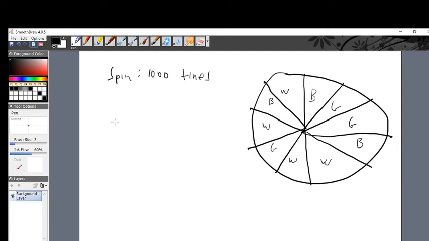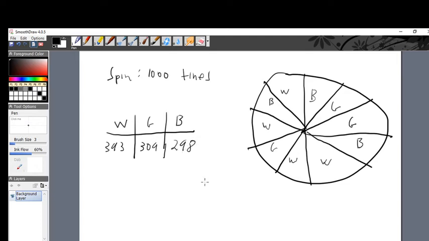Here's the table. Small little table, not a big deal. W, G, and B. White and gray and black. Spun 1,000 times. 393 were white, so landed on the white. 309 on the gray. 298 on the black. And if you total that up, it should be 1,000. Okay. The answers should be in decimal.